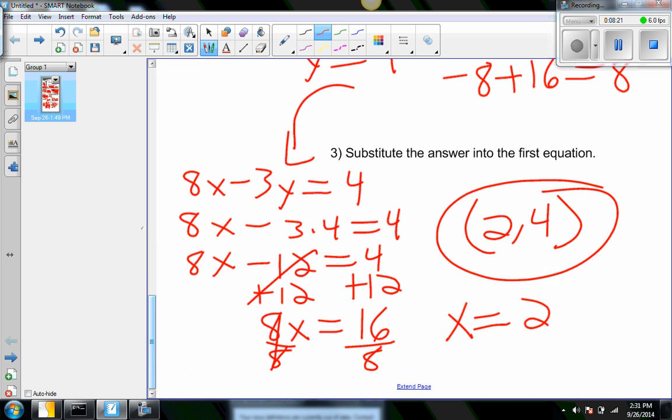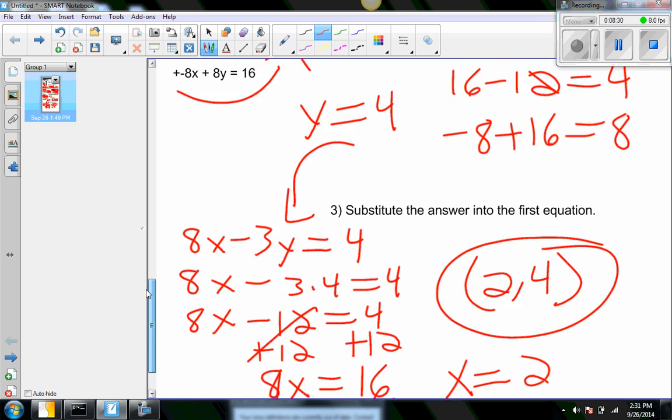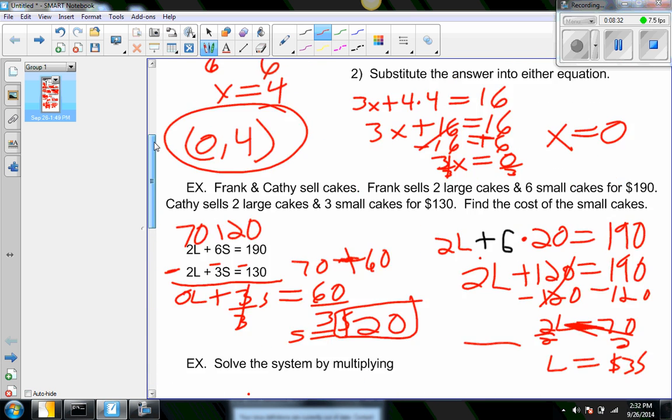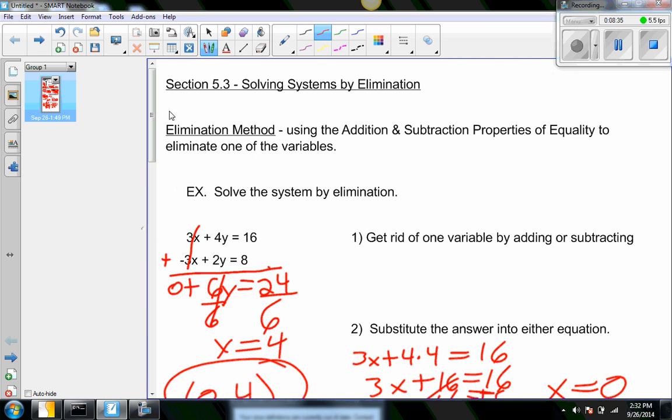I realize that seems like an awful lot of stuff, and maybe it is. We're going to go over several examples in class, so don't get too scared by it. Solving it by elimination. Okay, the whole key is here. If you have numbers that will cancel right away, it's a lot easier. If you don't, then you got to multiply to make it so that it will cancel.